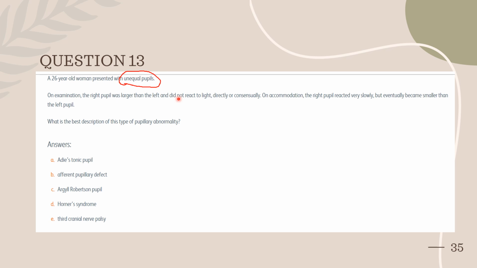Direct reflex will not be okay. That is called RAPD, and that is detected by the swinging light reflex. So you are swinging light from one eye to the other. For example, if you have a right RAPD, when you are showing the light to the right eye, it will not constrict, but when you are showing the light to the left eye, it will constrict. So when you are swinging the light in between the eyes, it will seem as if the pupil is dilating in response to light, because when you are showing to the left eye, the right eye would have been constricted by consensual reflex.